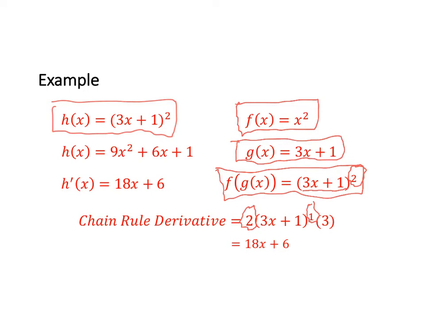So what do we end up with? We end up with 3x plus 1. 2 times 3 is 6. 6 times 3 is 18. 6 times 1 is 6. And we end up with the same answer as we had before, but now we did not multiply it out. Now, granted, this was a fairly simple example, but it shows how we can use the chain rule.